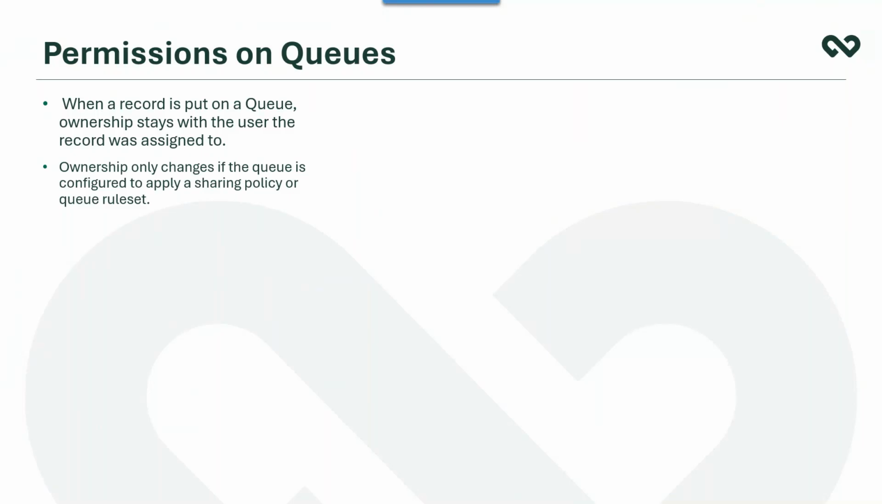But if the queue has a rule set or sharing policies applied to it, for example, public read and write, those team members can now see or edit the record, even though they technically don't own it.